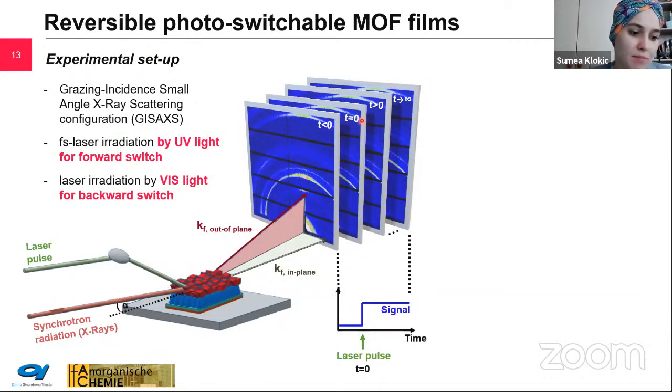Which means before this time, the non-switched structure is probed. And after time 0, which means when the laser pulse arrives on the film, the scattering signal starts to change due to the photoswitching of the structure. This means the combination of laser light with synchrotron radiation, in other words X-rays, gives you directly the information on the structural changes that occur inside of the structure, and we typically track these transiently.